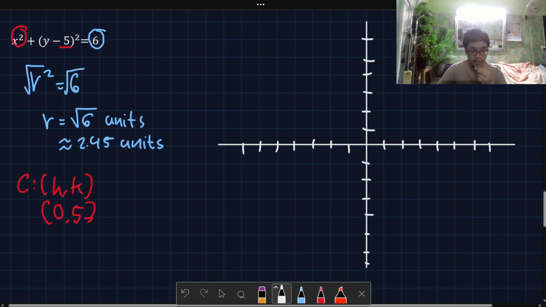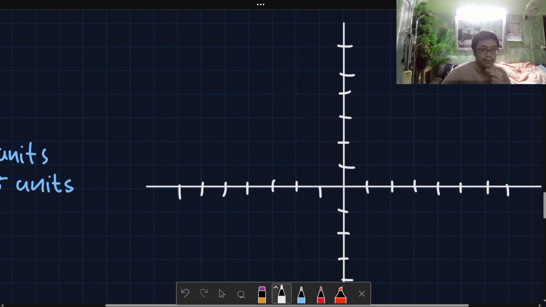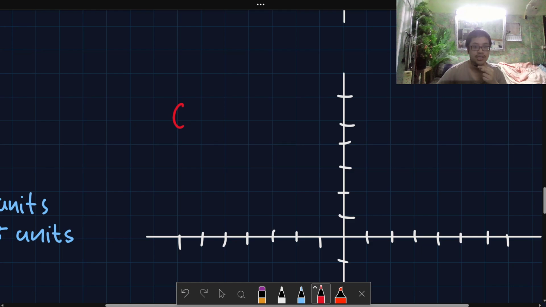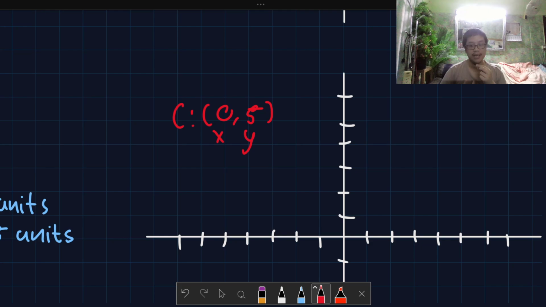Okay. So first let's locate the center. So according here, your center is (0, 5). Your x is 0, your y is 5. What does it mean? Meaning that for your x direction, you're not going to move from left to right. So that means you're going to start at the center.